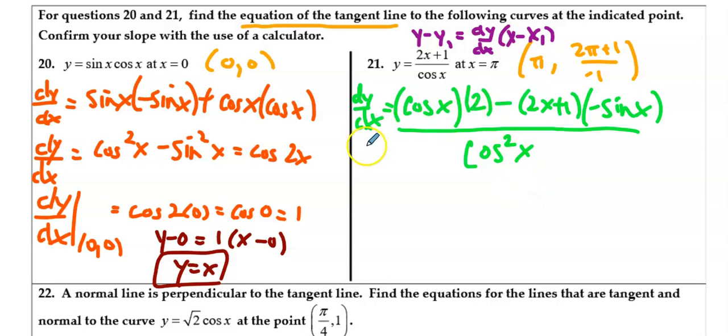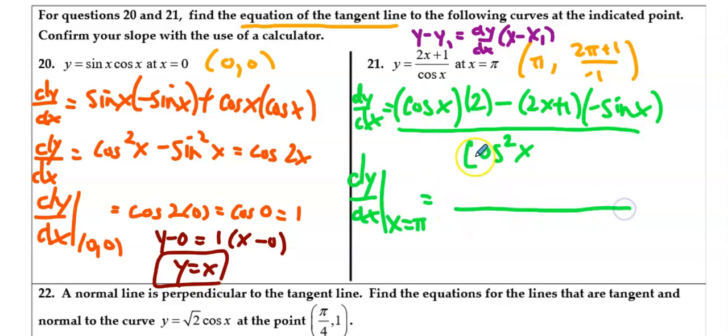And now, ladies and gentlemen, strategy time. Strategy. Don't simplify. All we have to do now is figure out what's happening when x is equal to pi. So let's plug in pi here. So cosine of pi, and we want to square it. Well, cosine of pi is just -1, so -1 squared is equal to 1. So our denominator is just 1.